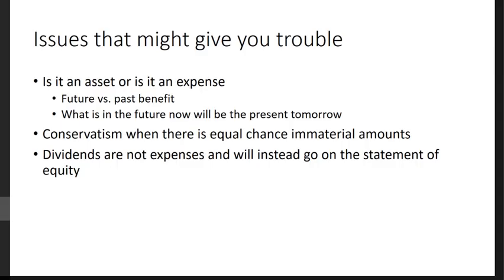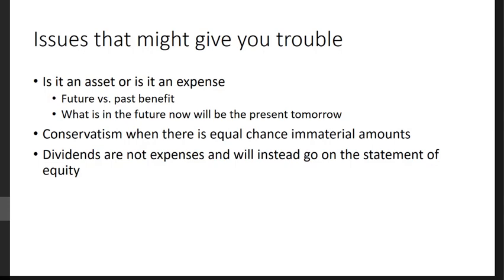Okay, a couple of things that might give you some issues, things you might have to think twice about when you're doing these financial statements. Is it an asset or is it an expense? And the key thing here is whether or not it provides future or past benefit. Future benefit is an asset. Past benefit is an expense. If you used it in the past and you don't have it, it's not going to provide any benefit going forward, like your utilities, like an employee's wages, that is an expense.